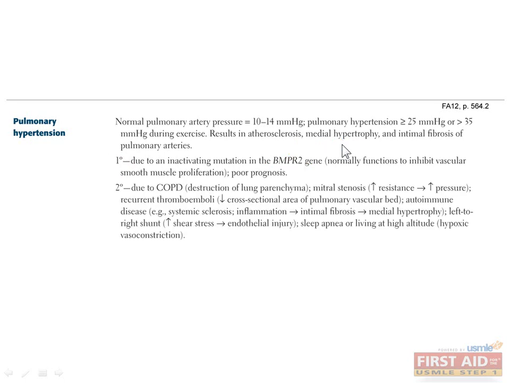Now, when you talk about secondary pulmonary hypertension, you can think about it as being caused by everything else. So, what are those conditions? Well, they include COPD, mitral stenosis, CHF, which we don't have on the list here, recurrent thromboemboli, anything that causes a left to right shunt. Other things include sleep apnea, living at a high altitude, and certain drugs such as the fen-phen combination for weight loss, which is no longer available.